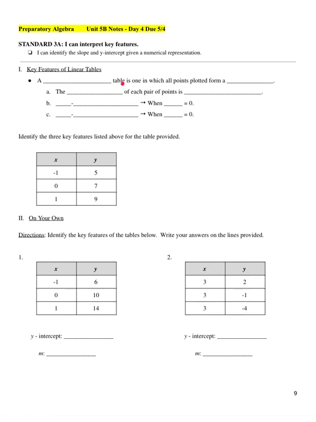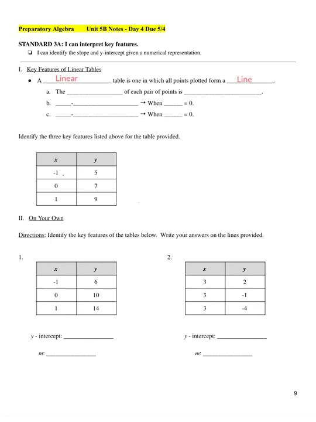A linear table is one in which all points plotted form a line. So what that means is if you look right here at this table, we have our x and our y. If we would put that on a graph, these points would form a line. Okay, so let's add these two vocabulary words to our notes.